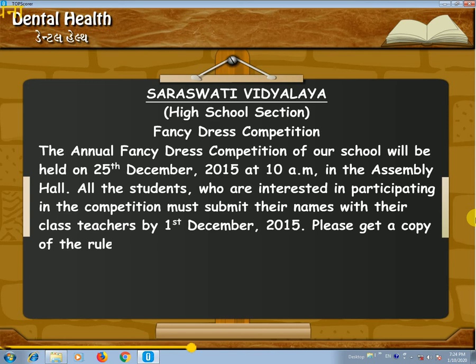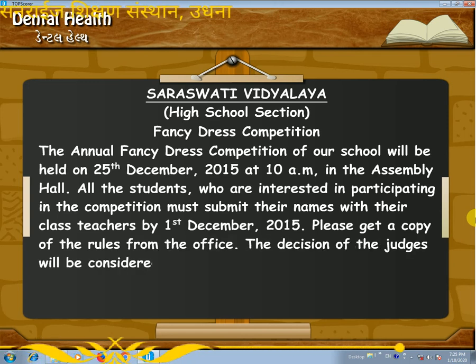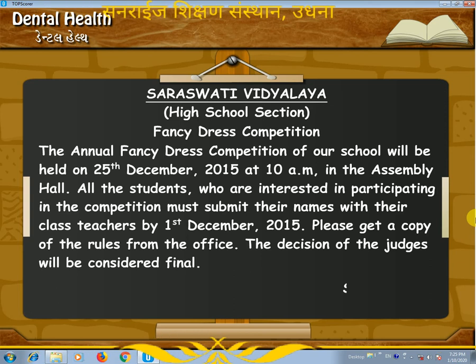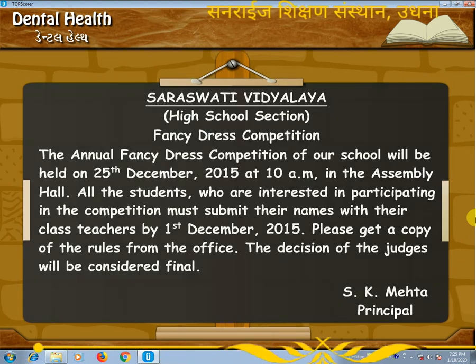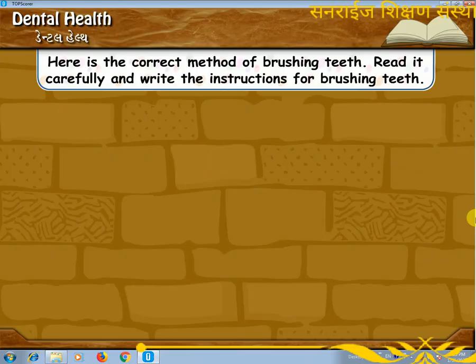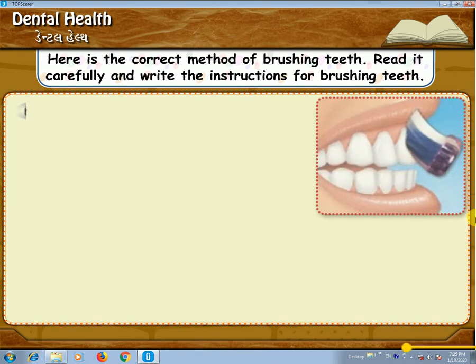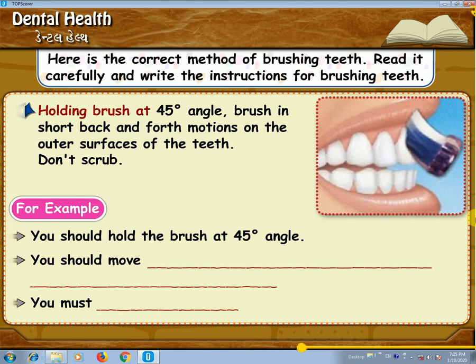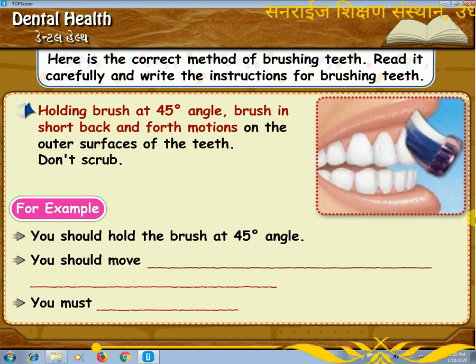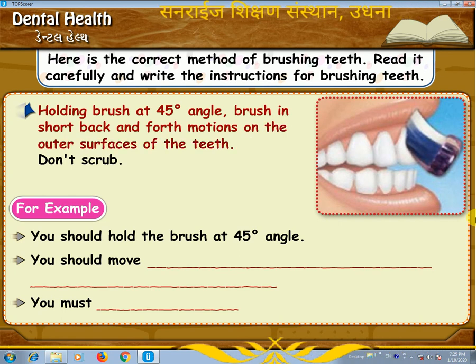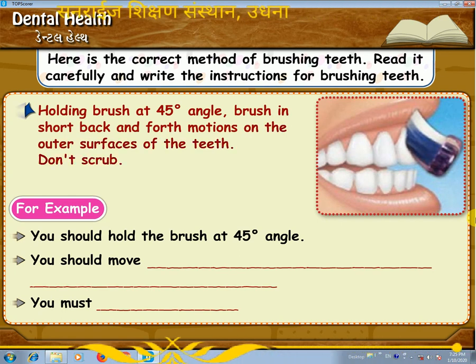Here is a correct method of brushing teeth. Read it carefully and write the instructions for brushing teeth. Holding brush at 45 degrees angle, brush in short back and forth motions on the outer surfaces of the teeth. Don't scrub. You should hold the brush at 45 degrees angle. You should move the brush in short back and forth motion on the outer surfaces of the teeth. You must not scrub the teeth.